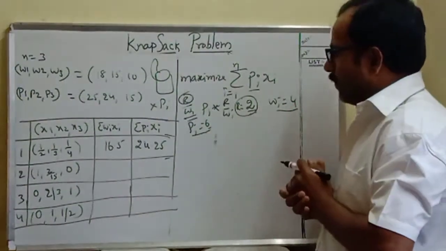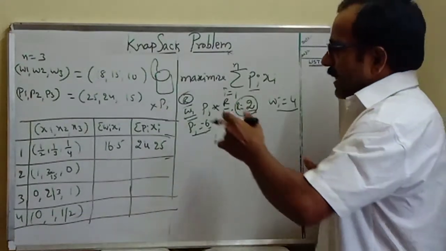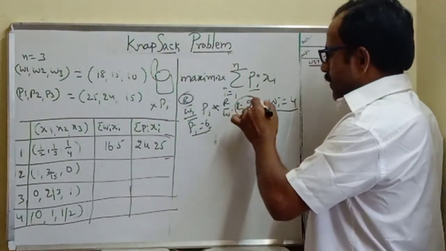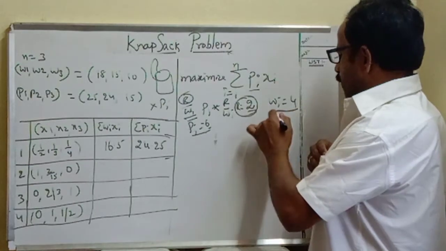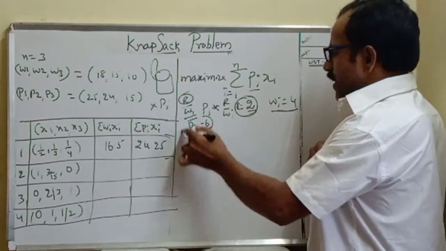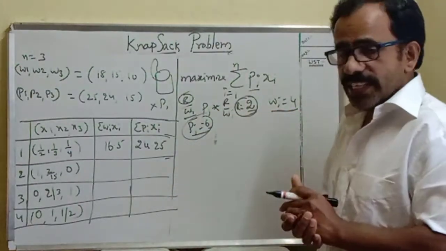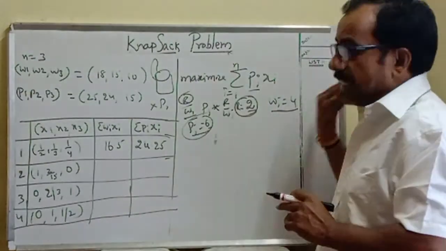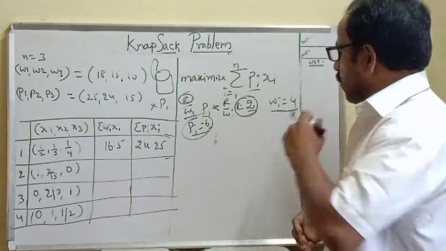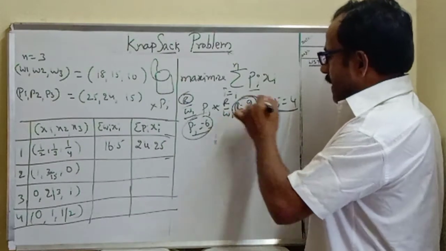But at the time of selecting the ith item, the remaining knapsack capacity is only 2 units, but the ith item weight is 4 units. From this we get 6 units profit. How? When we select an item completely, we get the complete profit. But what will happen here? The remaining knapsack capacity is 2 units only.